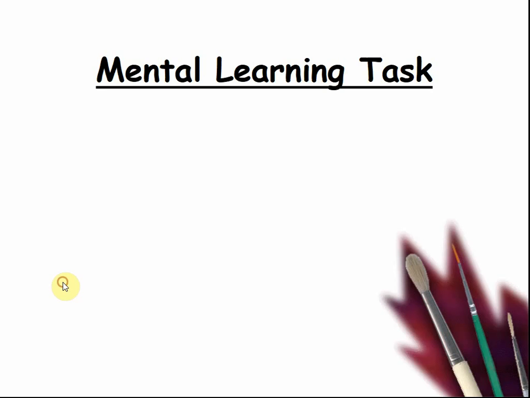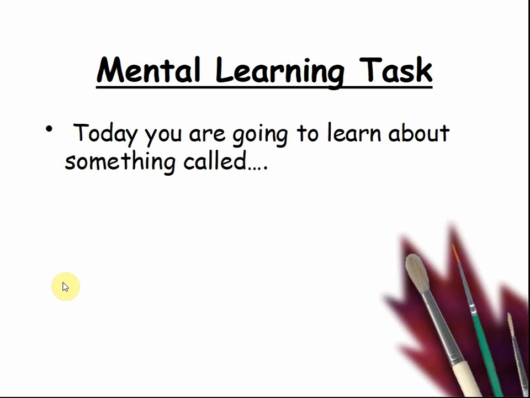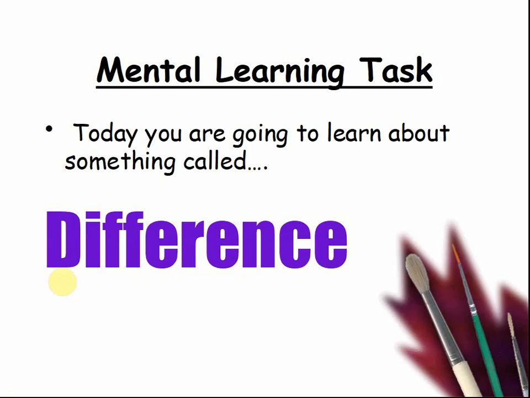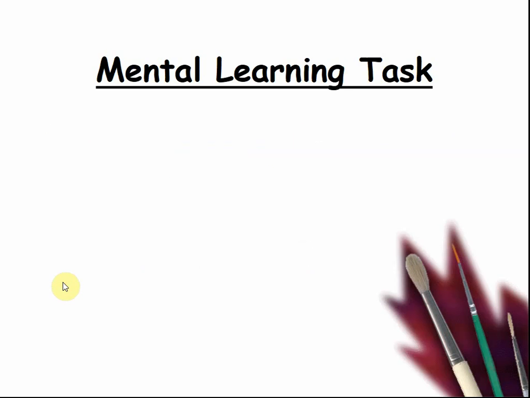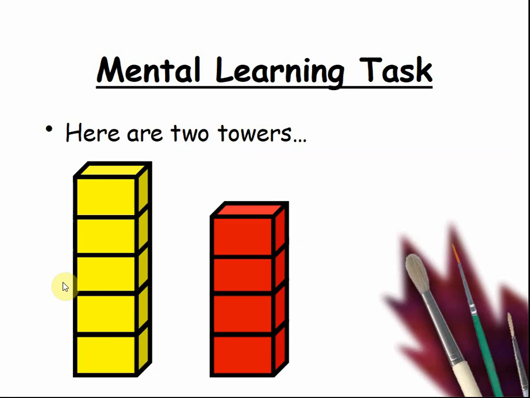Mental learning task. Today you're going to learn about something called difference. Say it together. 3, 2, 1. Difference. This is the difference between two numbers. Like the difference between 3 and 4 is 1. The difference between 2 and 5 is 3, because 5 take away 2 makes 3. Here are two towers.